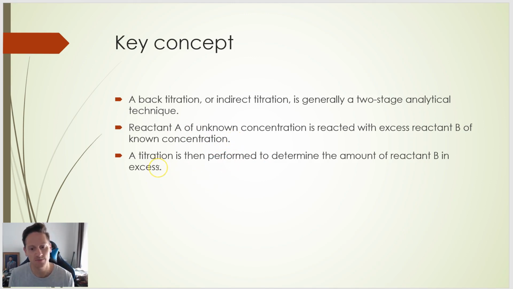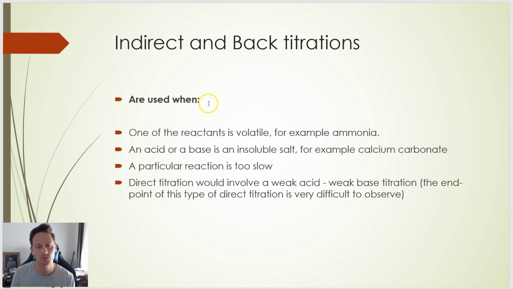A titration is then performed to determine the amount of reactant B in excess. So essentially, how much of reactant B was over the amount that was required to react with reactant A. So we use an indirect or a back titration, and we're going to do one of these in class as our SACE task to determine the concentration of hypochlorite in bleach, which is the active component of bleach.